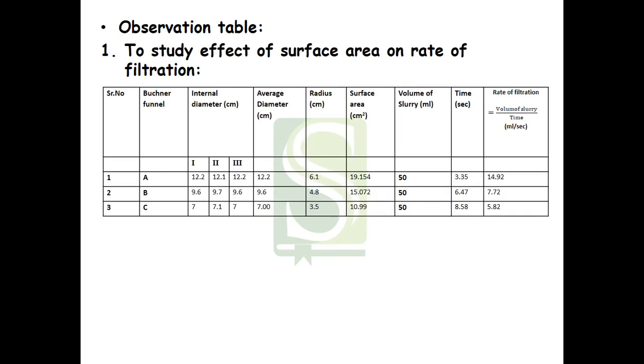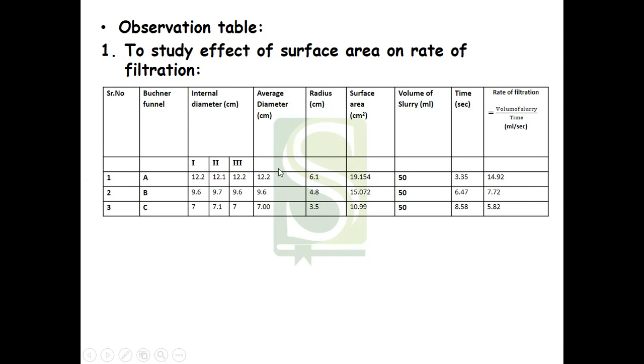Okay. So, the first thing we are doing is to study the effect of the surface area on the rate of filtration. If you observe this observation table, here we have serial number, the funnel which we have used, its internal diameter, average diameter, radius, surface area, volume of slurry, time, and the rate of filtration. Now we first took funnel A, and we measured its diameter. We measured it thrice, and then we have taken the average of it, and then using this diameter we have calculated the radius. The same thing is done for B, and the same thing is done for C.